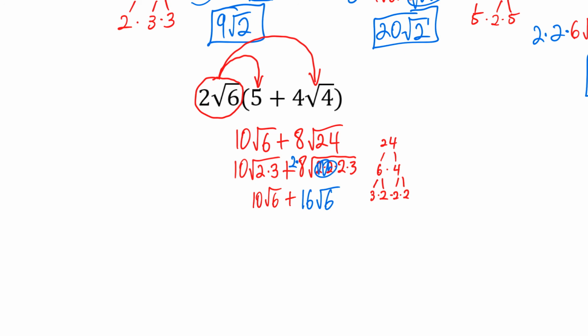Now in this, if you'll notice, you have a square root of 6 here and a square root of 6 here. So these are basically like terms. You can add those together. So that's going to give you 26 square roots of 6. But if these square roots are not the same, then you cannot add those two together.